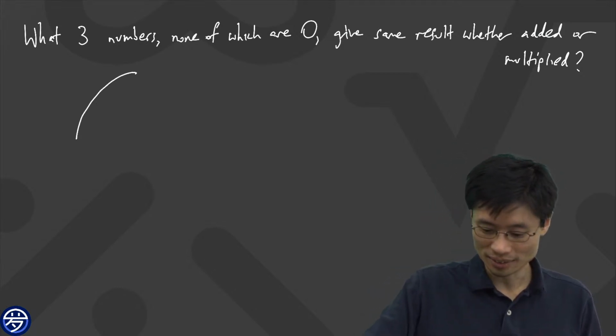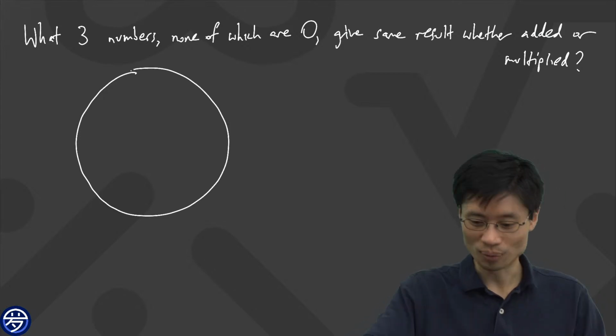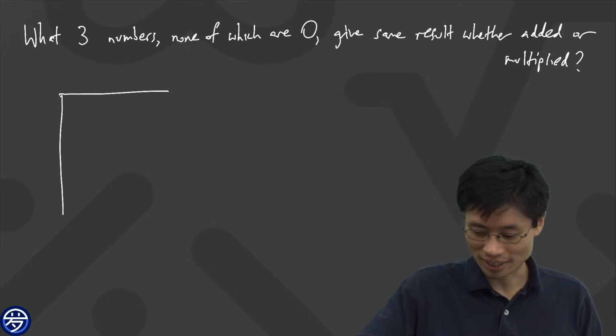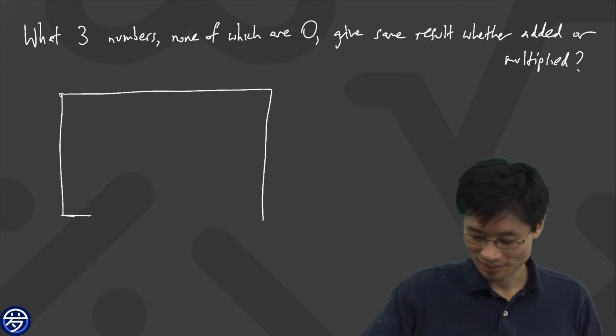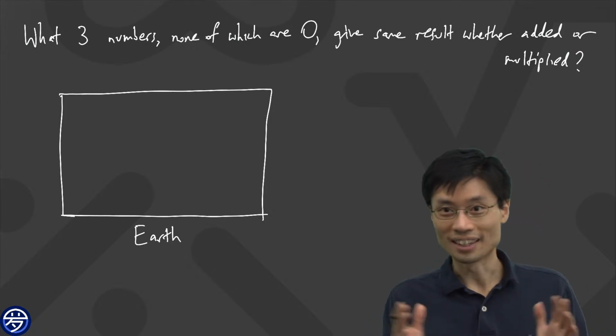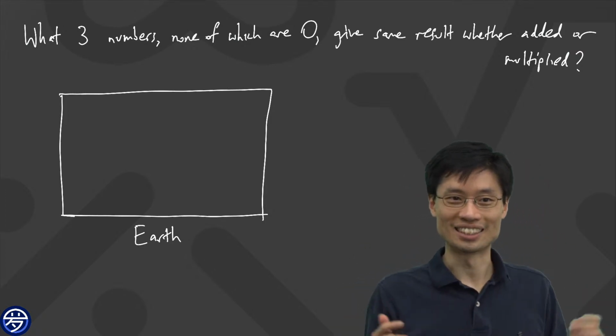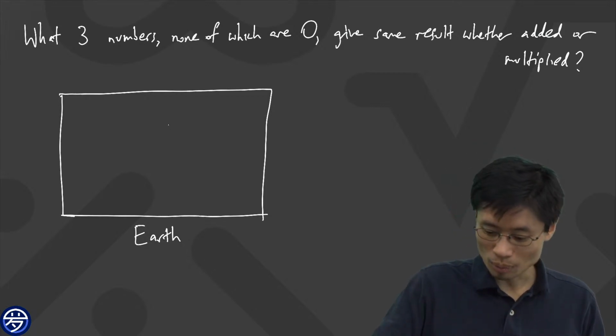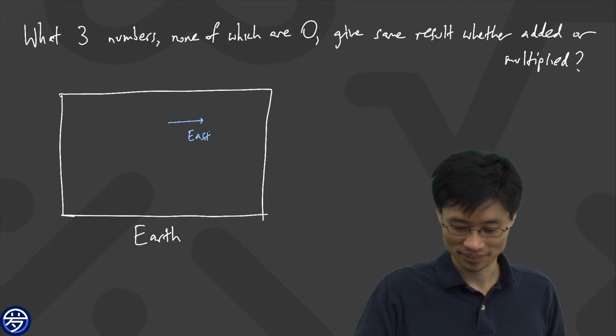That sounds easy. I have the Earth. Oh wait, I shouldn't have drawn that yet. The Earth! Everyone knows the Earth is flat, okay? This is the Earth. Nice flat Earth. So we've got this Earth, okay? So what we have is, at what points can you go due east? And it happens to be a straight line.